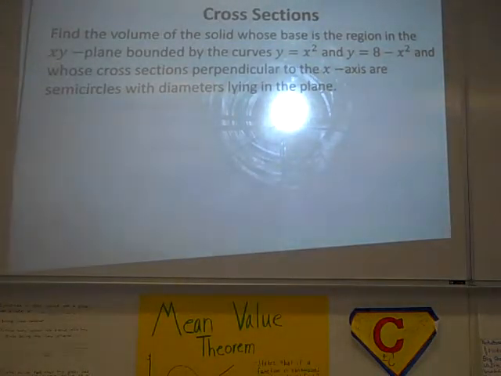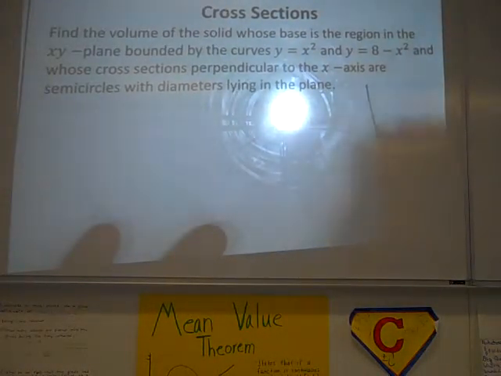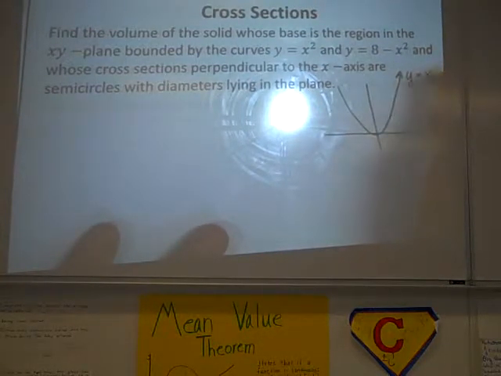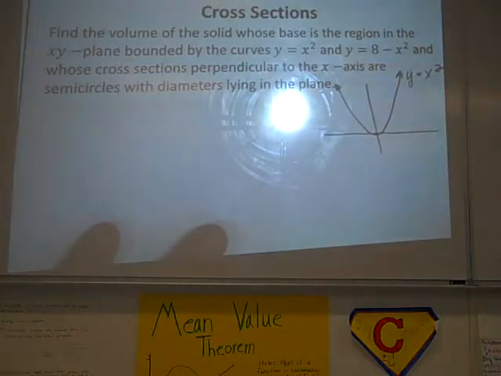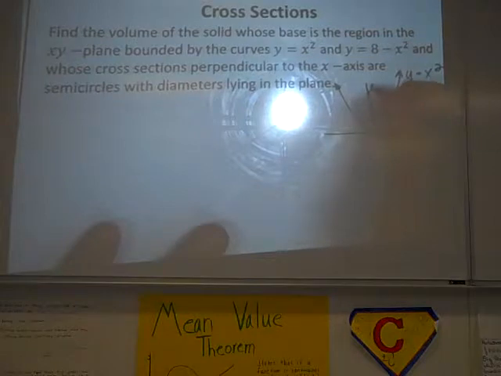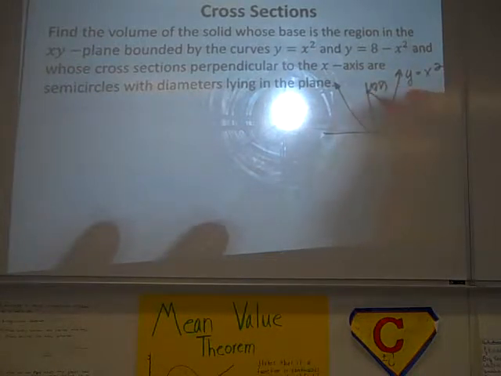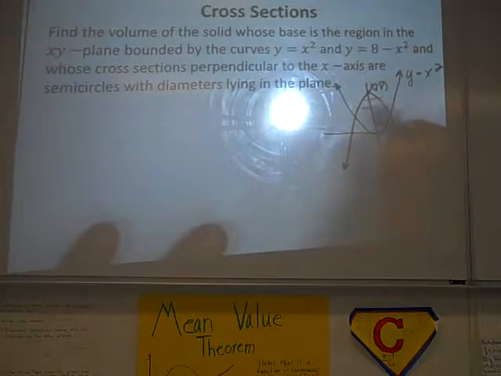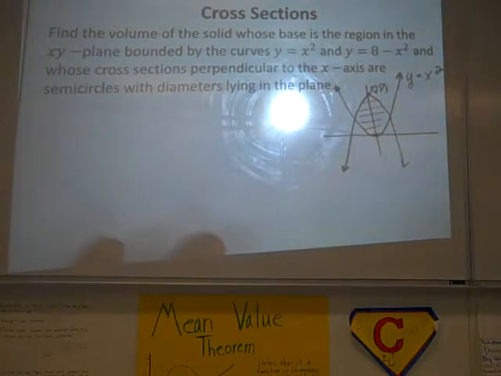Let's start with creating the region. We have y equals x squared, which is our parabola. 8 minus x squared is going to be a parabola opening down. It'll have its vertex at 0, 8. There we go. And I want the region bounded by those two. So that's that little shape.